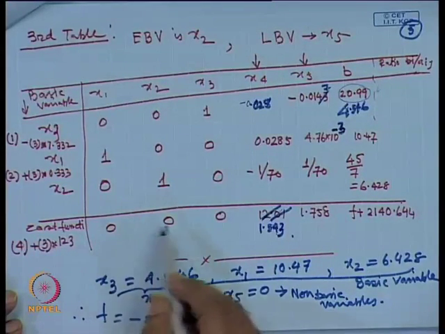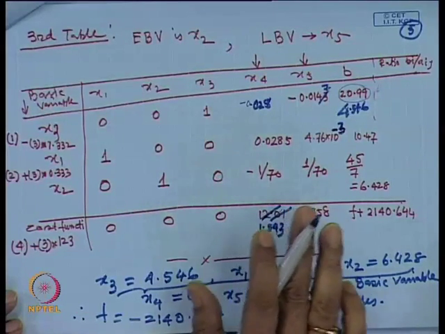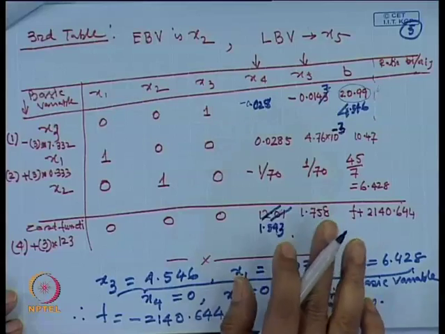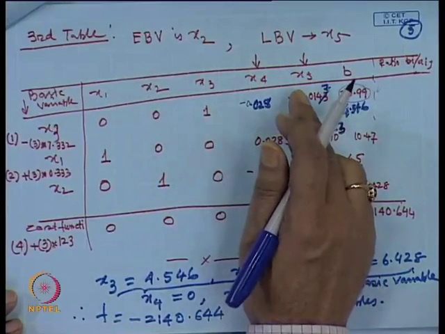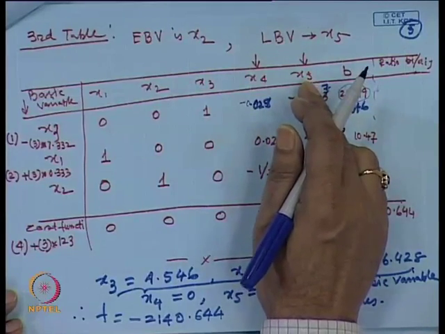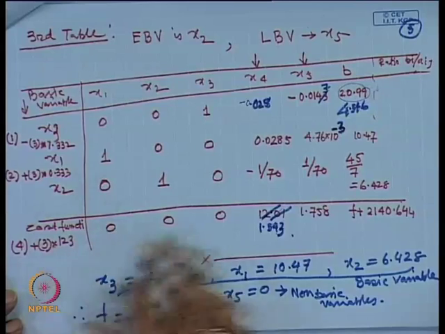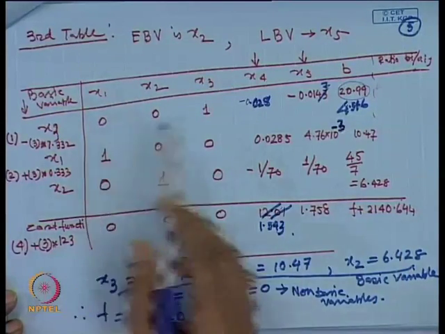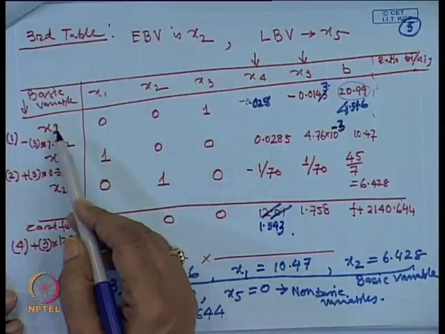In this cost function, all coefficients are positive. That means we cannot further reduce the cost function value by changing one of the basic variables to a non-basic variable and one of the non-basic variables to a basic variable. So, we will stop our iteration here, and directly you can see the basic variable values and the function value.